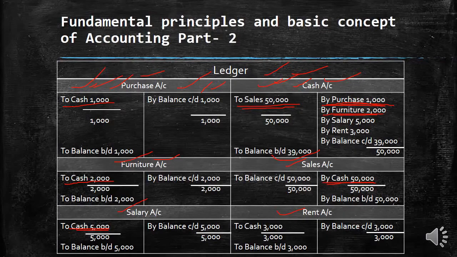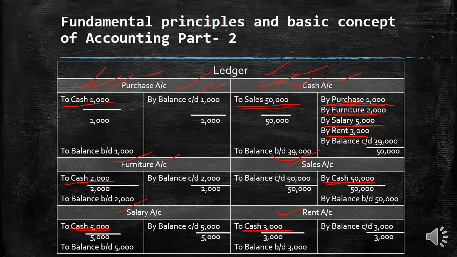So we have recorded that, and at the same time, the cash account is credited by the salary account by 5,000 rupees. We have recorded that. Now in the fifth transaction, the rent account is debited to the cash account by 3,000 rupees, and at the same time, the cash account is credited by the rent account by 3,000 rupees. So these are all the transactions that are needed to be recorded.